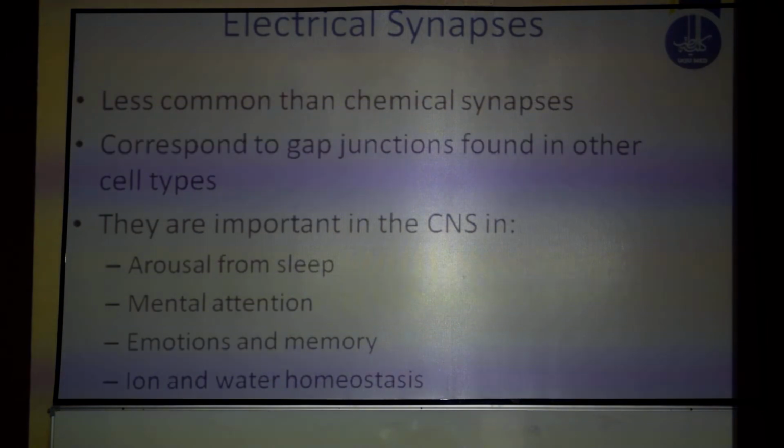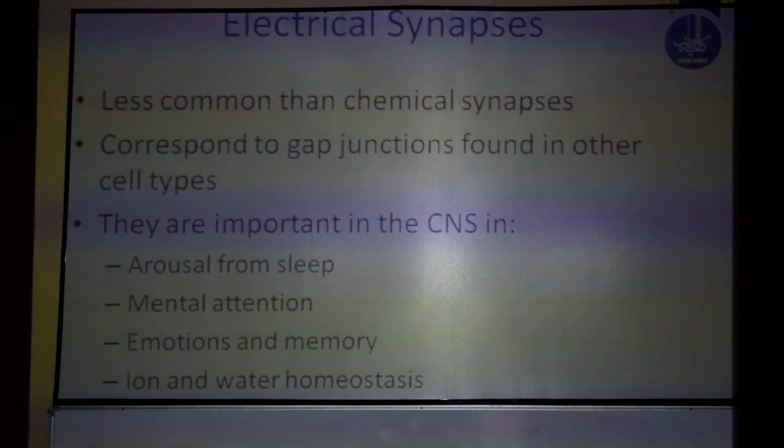John Eccles said only electrical synapses. What are electrical synapses? Electrical means quickly jumping from one cell to another, with no chemical combination, just through the junction. There's no need for chemicals from one side to the other. They are less common, related to gap junctions, and they are important in the brain and central nervous system. They are also important in sleep.